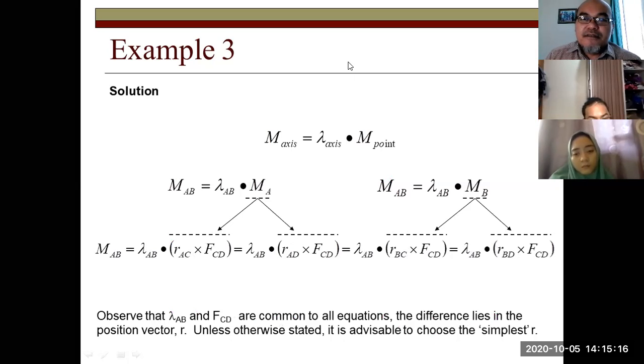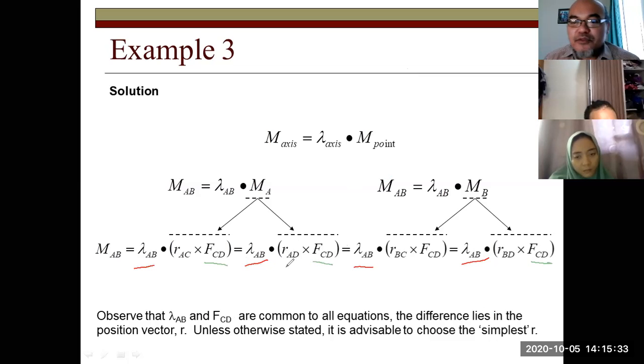So we observe here that lambda AB is common to all four equations, and the force FCD is also the same. What differs is only the position vector R. You could choose from the beginning point of the axis A to the beginning point of the force, RAC, or from A to the endpoint of the force, RAD, or from the endpoint of the axis B towards the beginning point of the force, RBC, or from the endpoint of the axis B towards the endpoint of the force, RBD. So which one to choose then?